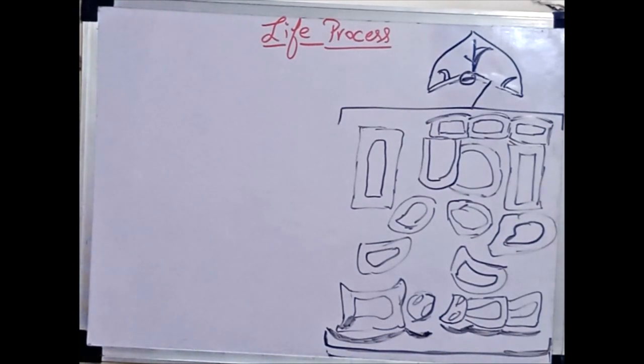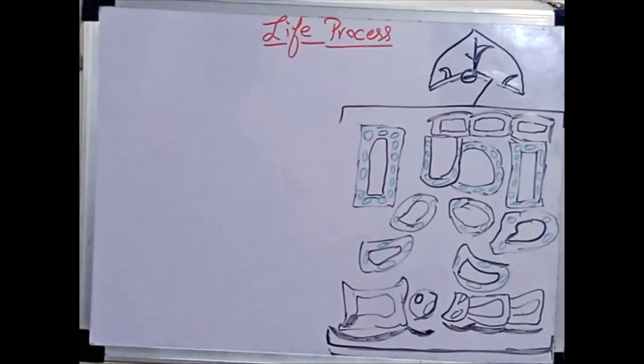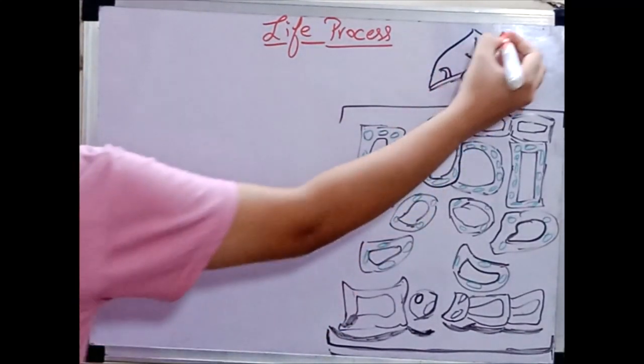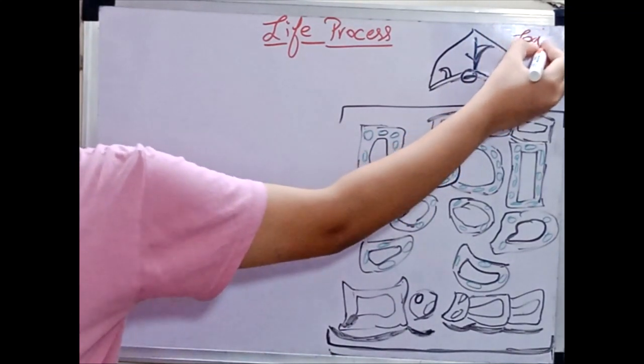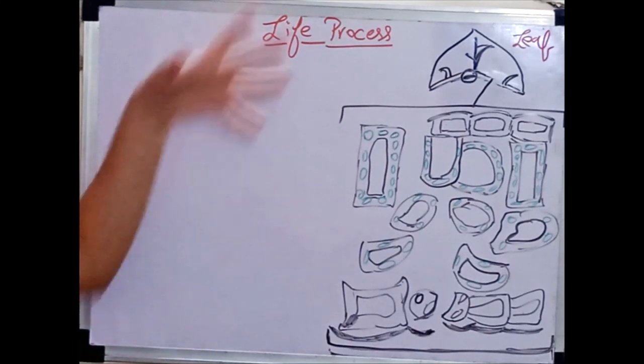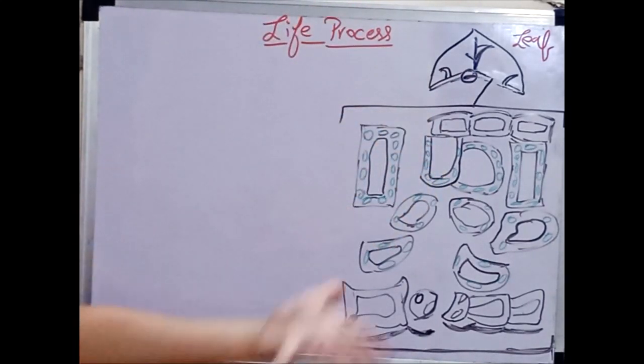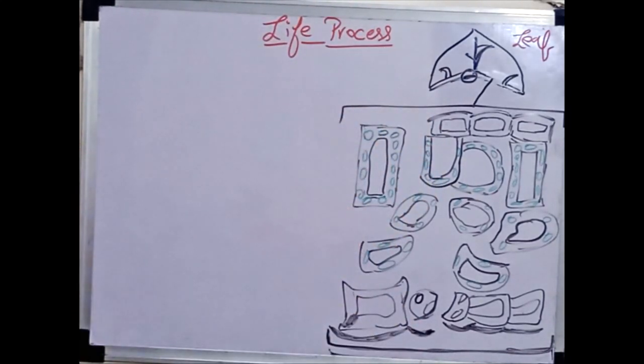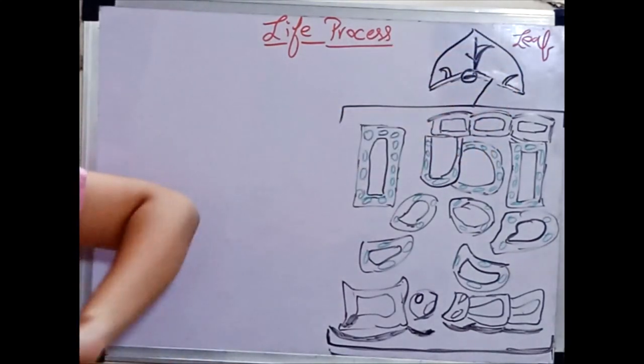As we discussed the autotrophic mode of nutrition, today I am going to discuss a structure. Now, as you can see, it's a leaf. Obviously, it is a leaf. In this leaf, we are going to dig in detail. This is the part that is visible to us.